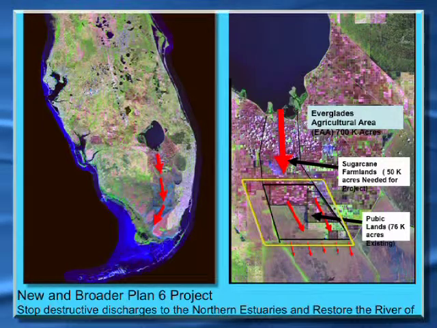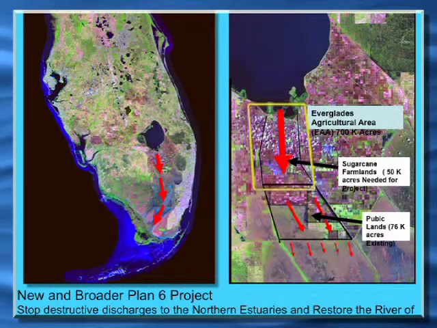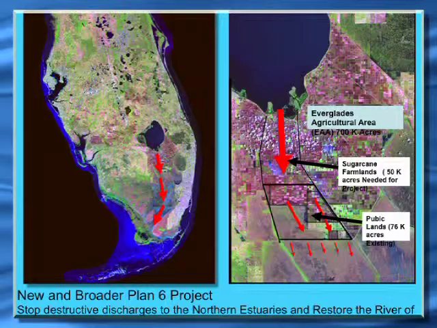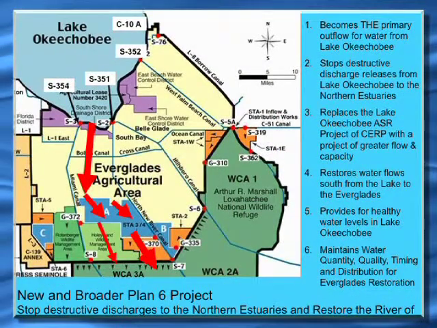As I mentioned, we already own about 76,000 acres in the south of this 130,000 corridor, and then the other sugarcane farmlands are about another 50,000 there. So we're not talking about needing to buy all of the EAA. We need to buy a corridor to get this flowway done. And this is kind of what it looks like in that area there. We already own all this south of the land.